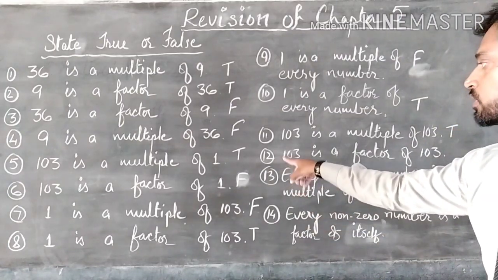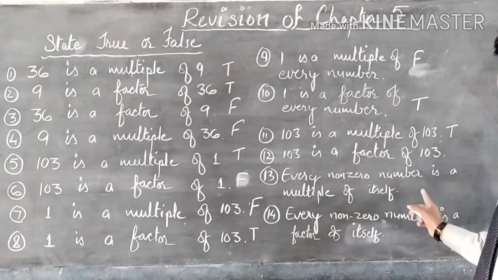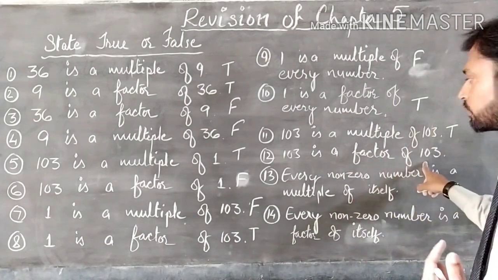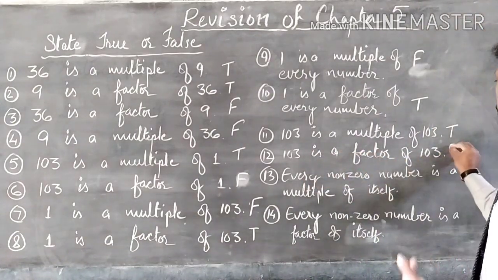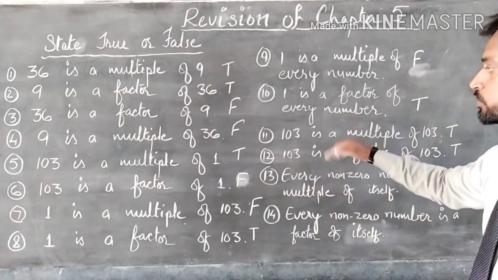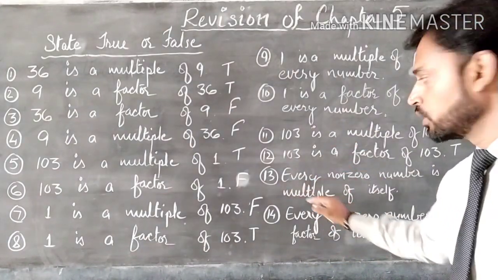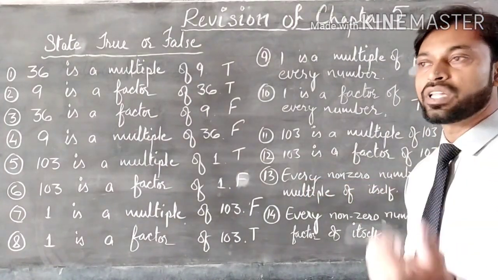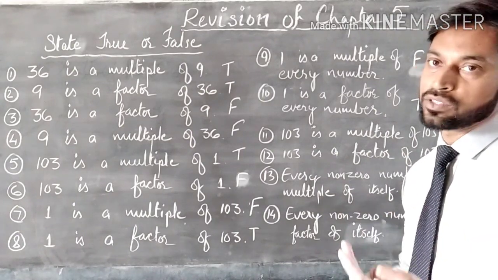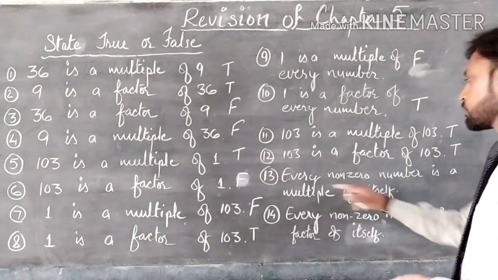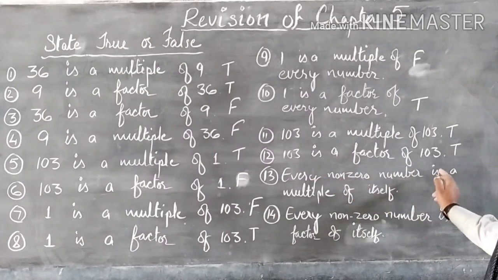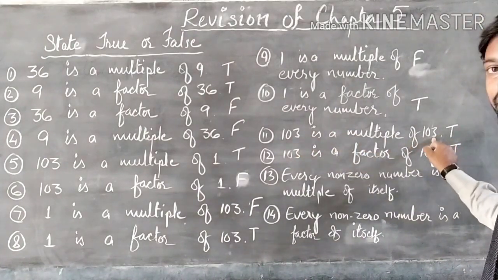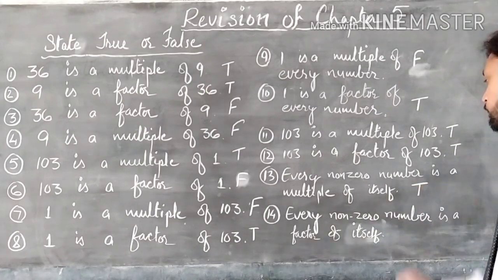Now next question, 103 is a factor of 103. The multiples and factors are always equal to or less than the given number. So this is equal, so this is also true. By these two statements we can get a conclusion: every non-zero number, meaning a number more than 0, that is 1, 2, 3, 4 and so on, is a multiple of itself. Here see, 103 is a multiple of 103. This is true.